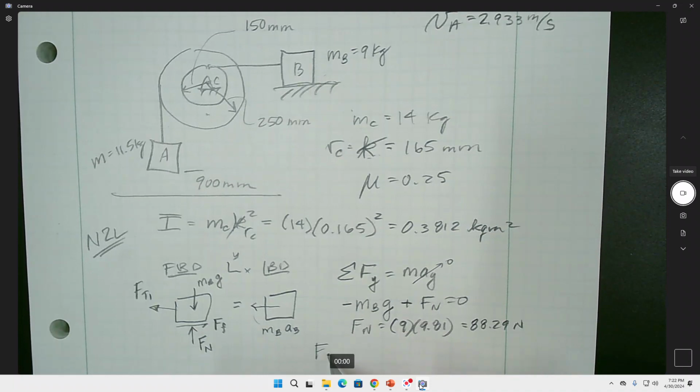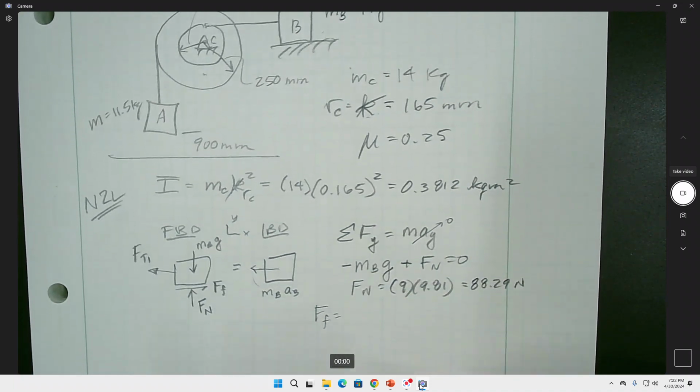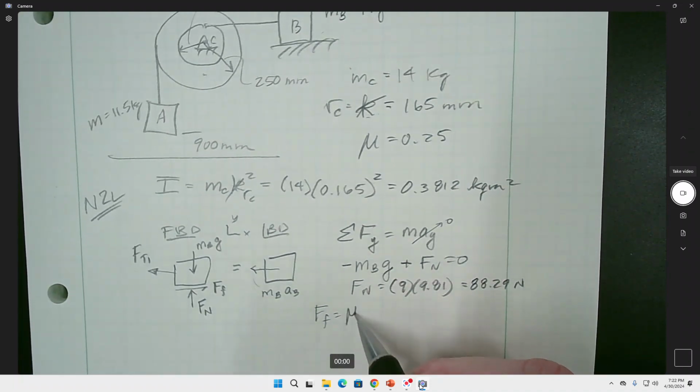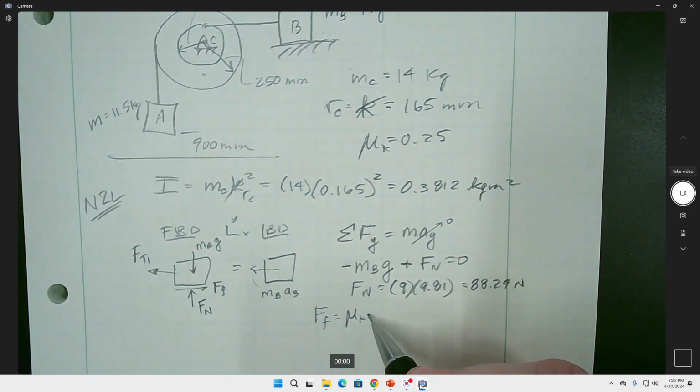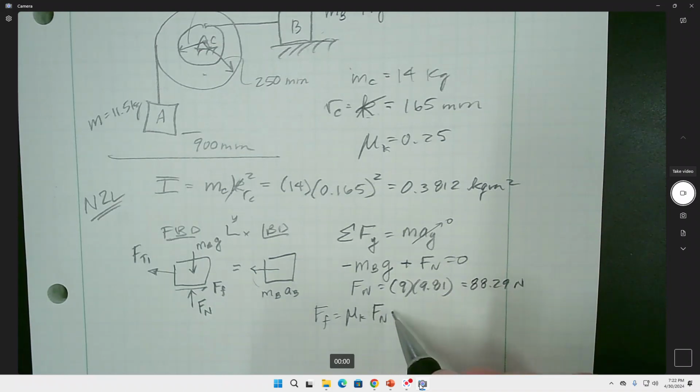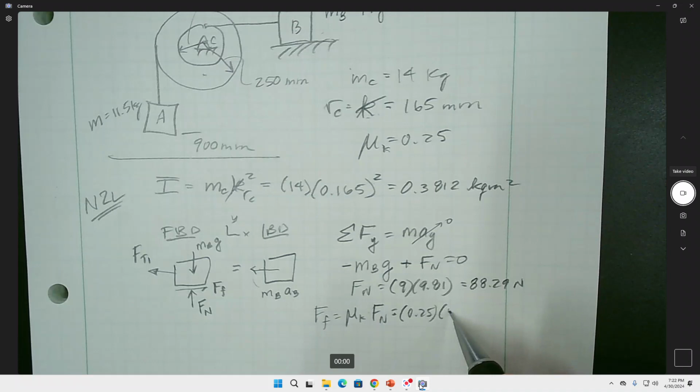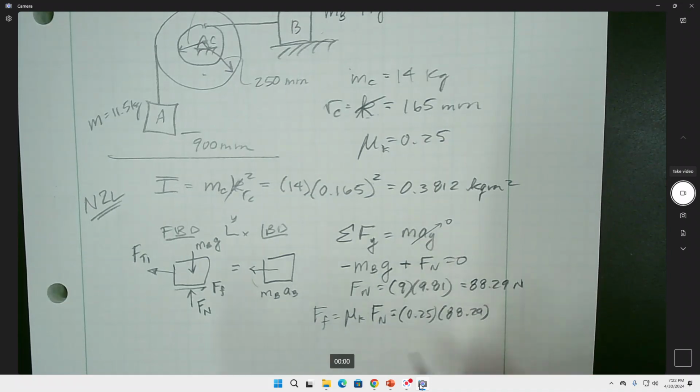And then the friction force is going to be mu k, I guess I should have put k, times Fn. So 0.2589, I mean 0.25 times 88.29, and I've got to fit it underneath there. So 22.07.